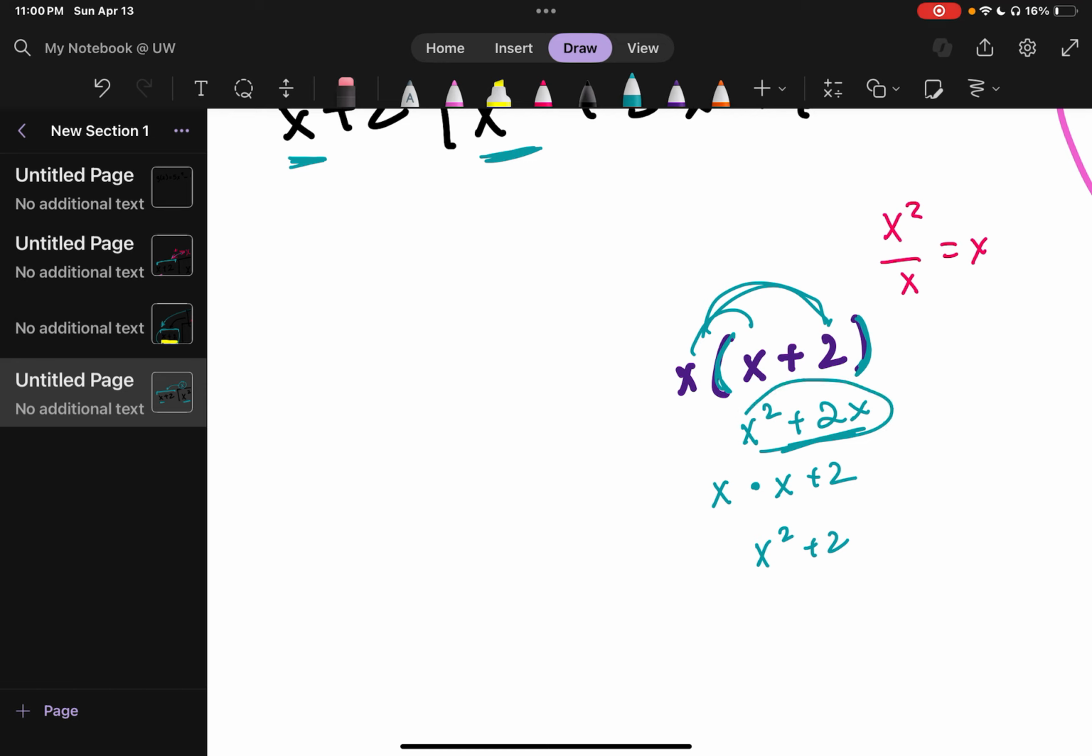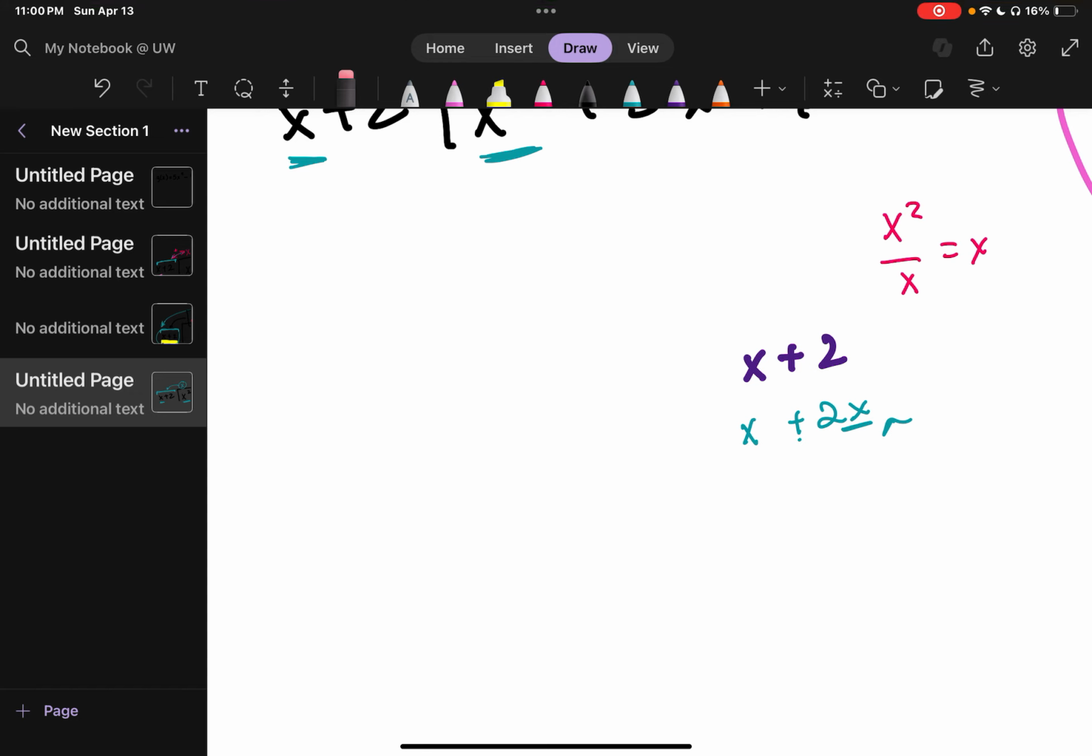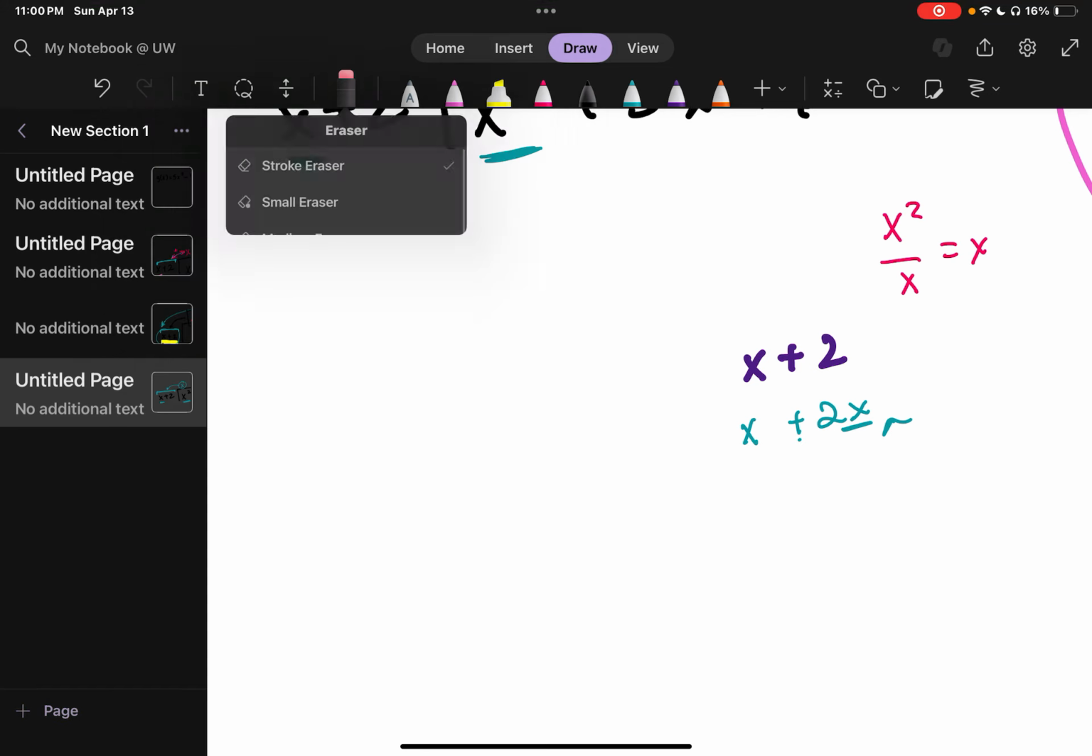This is the correct part that you should get for this part, and this is incorrect. Do you see how the answers are different? This has a 2x and this doesn't. So always make sure if you want the entire expression to be multiplied, you keep that x plus 2, right? Okay, let me erase this part.